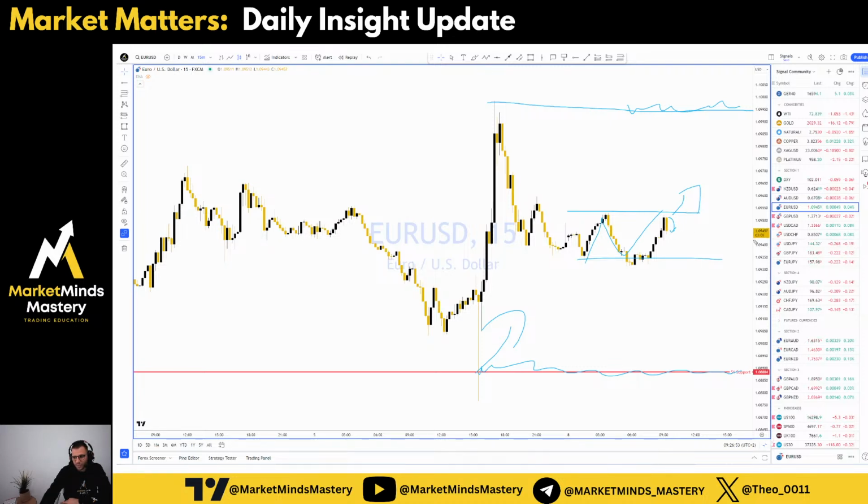Another 3 minutes left for this 15-minute candle close. So if price breaks to the downside, then a test of this S1 support is likely to happen.